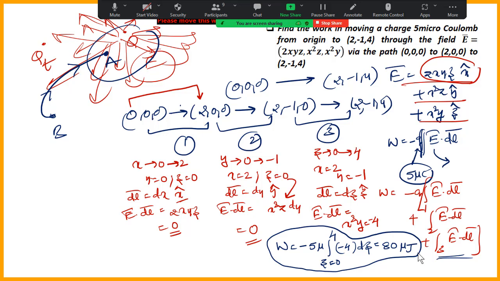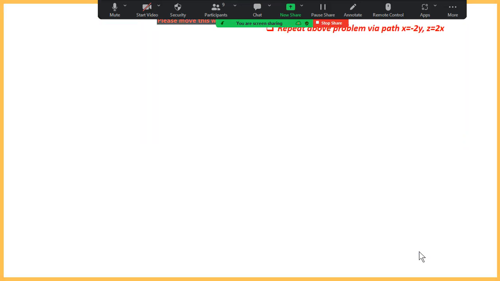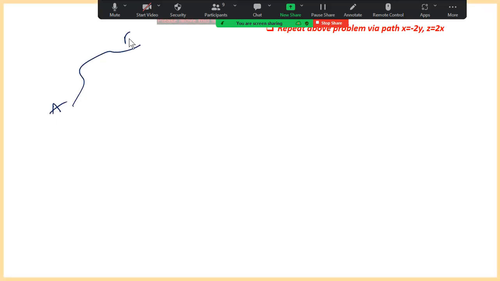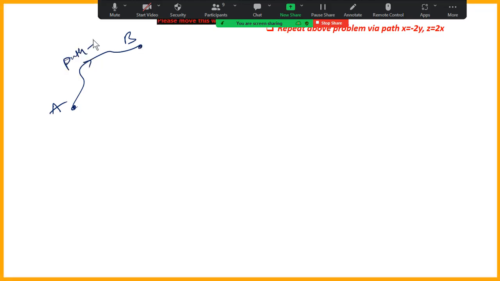So if you see the next problem, it repeats the same thing but the path is changed. What is the meaning of this? We are moving the charge, for example, from point A to point B through this particular path. This is path 1. Now we got work equal to 80 joules.